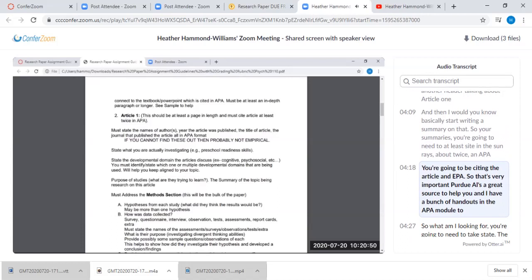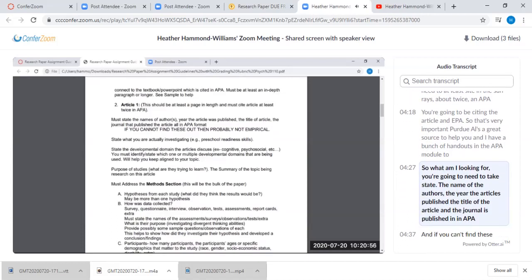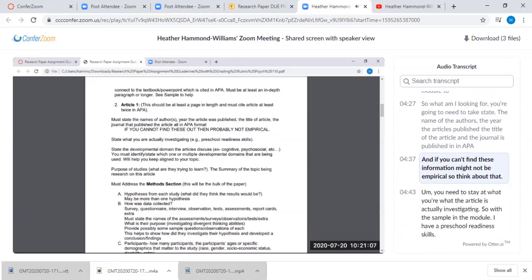Purdue OWL is a great source to help you, and I have a bunch of handouts in the APA module too. So what am I looking for? You're going to need to state the name of the authors, the year the article was published, the title of the article, and the journal it was published in, in APA. And if you can't find this information, it might not be empirical, so think about that.